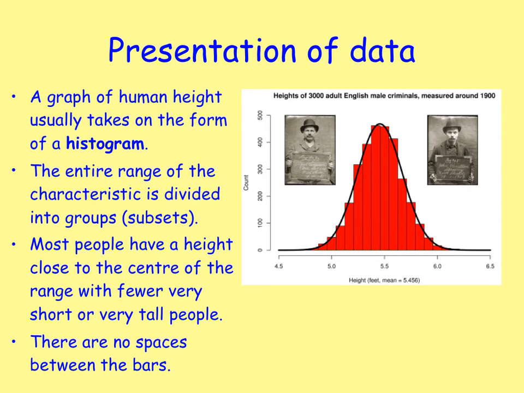Continuous variation is represented in something that's called a histogram. That's where a range of characteristics are divided into subsets or into groups. And we'll have a look at how that works in class.